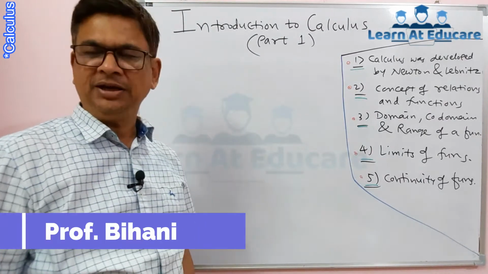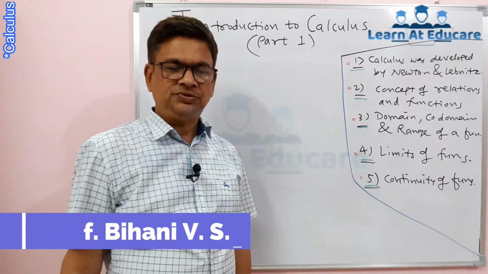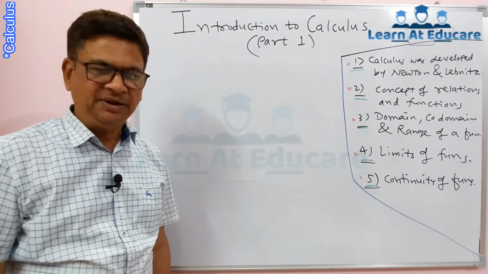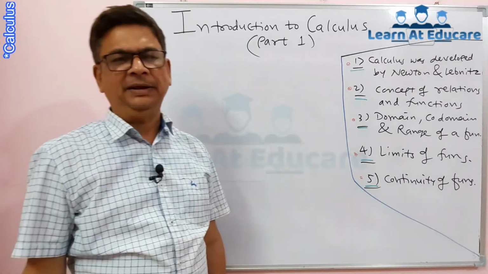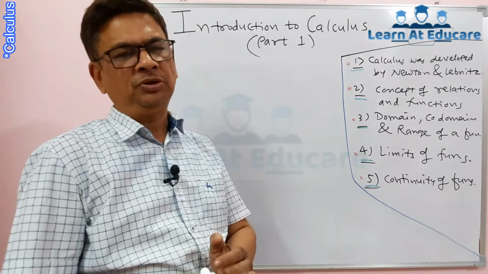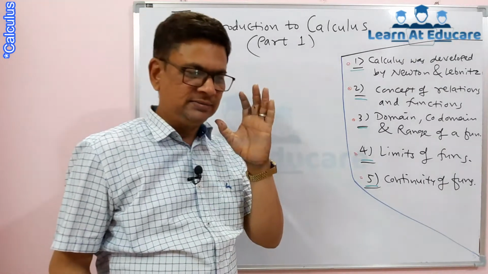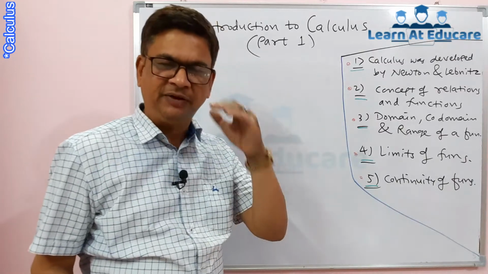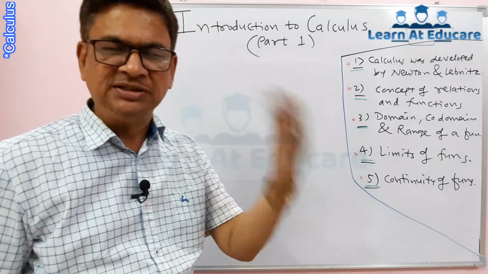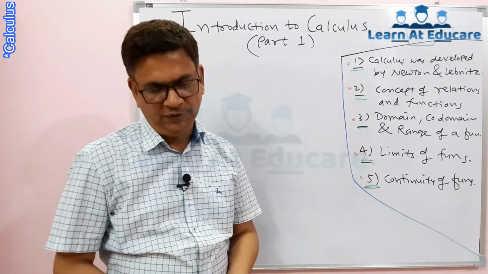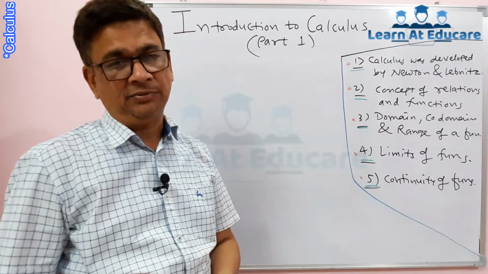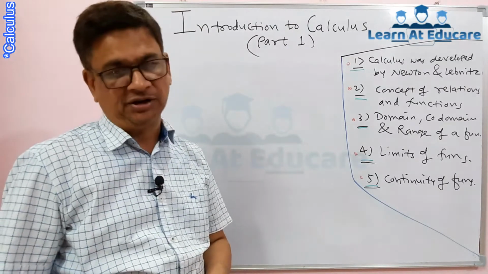This is Bihani. Students, as you know, you have been studying mathematics since first standard, and up to fifth or sixth standard you have mainly arithmetic. That is the numbers that you are studying, their various operations like addition, subtraction, multiplication and so on. You are also studying the tables, generally from 2 to 30.